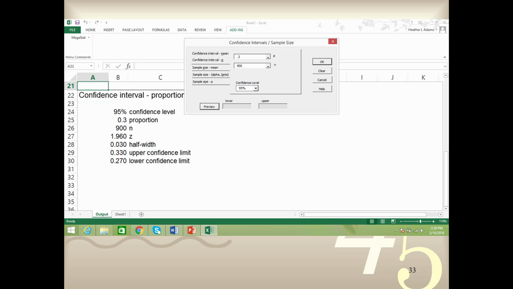Okay, so add-ins, Megastat, confidence intervals, sample size, go to confidence interval for proportion. Make sure you put 0.3 in there for the proportion instead of 30, and then the sample size was 900, confidence level 95, and just hit OK, and you see that I can be 95% confident that the population proportion of early voters would be between 27% and 33%. Okay, 0.03 margin of error, 95% confidence.